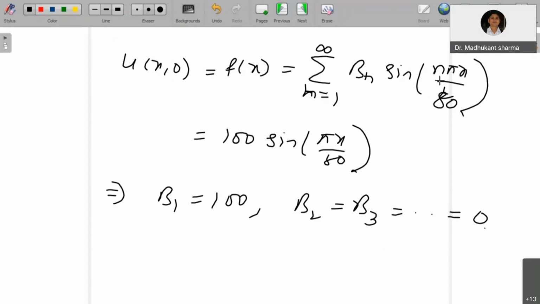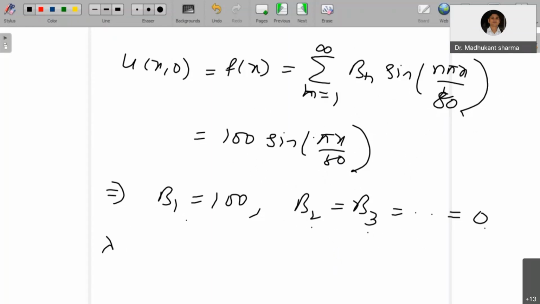Because n equals 1 will correspond to this, n equals 2 and so on, b2, b3, b4. There are no more. It's already available in Fourier series form, so you can directly find out. So b1 is 100, b2 is 0, and b3 is 0.